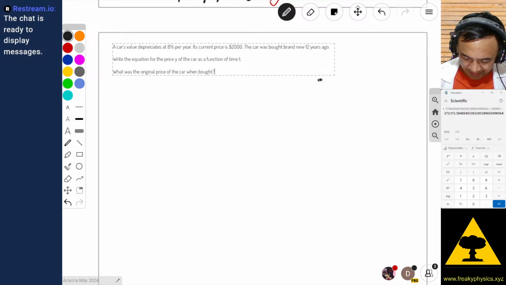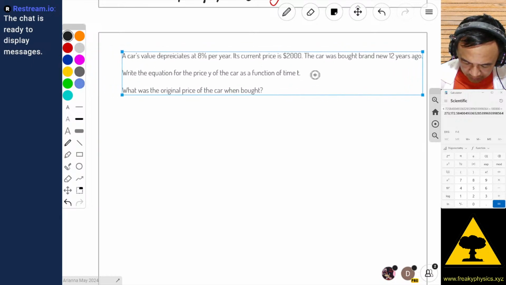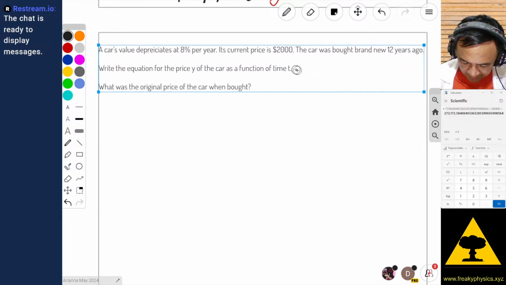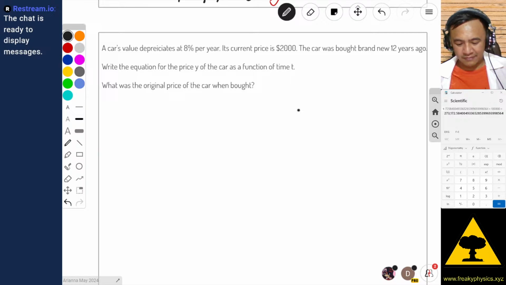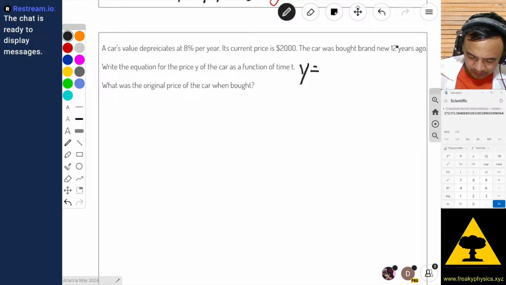I think that's good enough as a problem. Let's make this bigger. And when was, no, 12 years ago. So the equation is y equals 2,000.